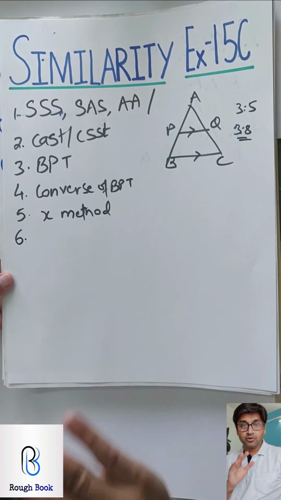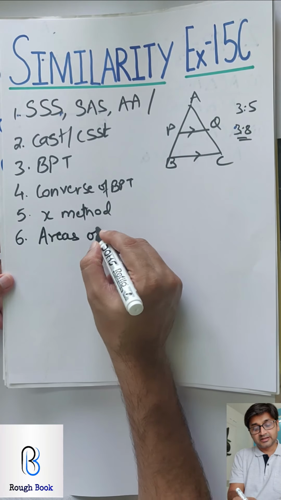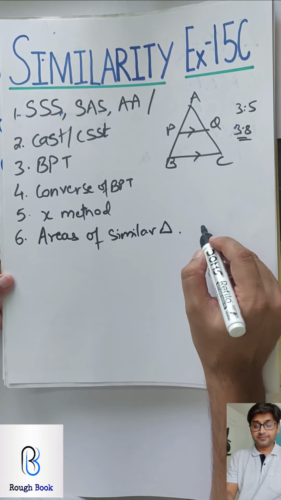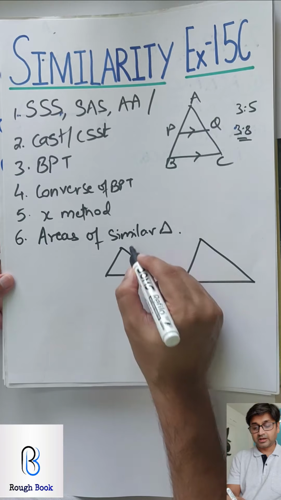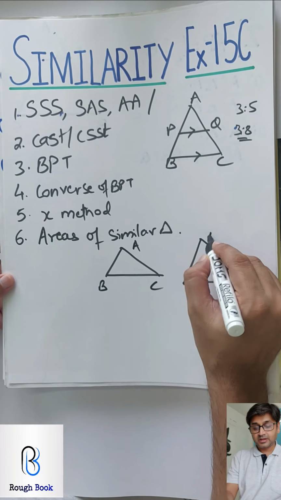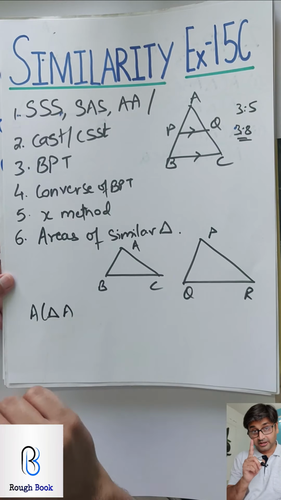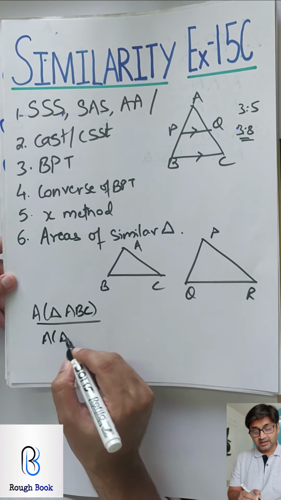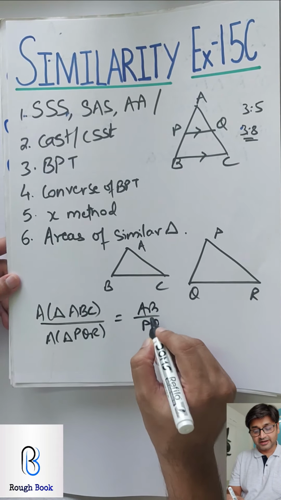Now the last and most important thing we are going to study in this exercise is called areas of similar triangles. What does this mean? It means that if there are two triangles which are similar, let's call them ABC and PQR, then their areas, only if they are similar, otherwise this is not possible, will be proportionate to the square of their sides.